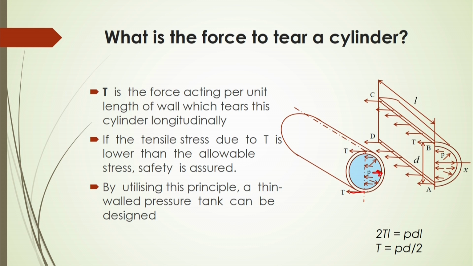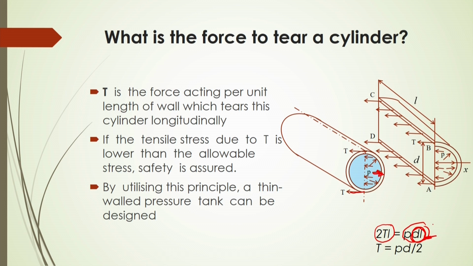So, in this case if we consider this T, then 2 into T into L, where L is the length of this pipe, equals P into D into L. P is the pressure and D into L is nothing but the area. So, P into area is force, and this force will be balanced. D L is the surface area on which this pressure is acting. So, the total surface is D into L.